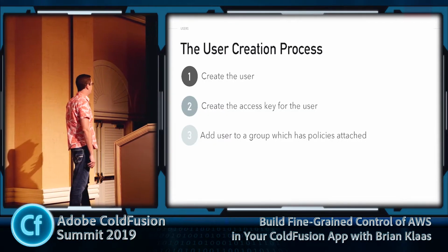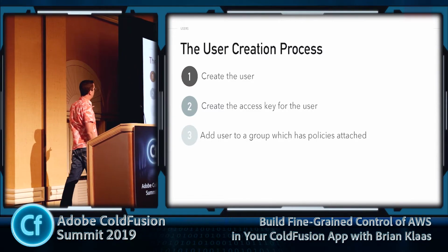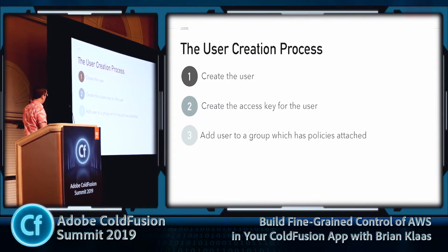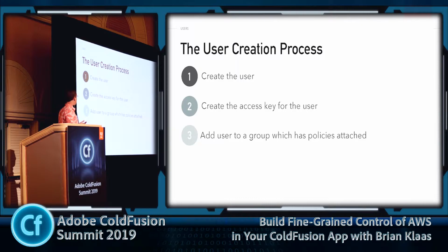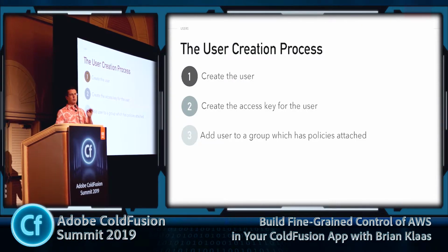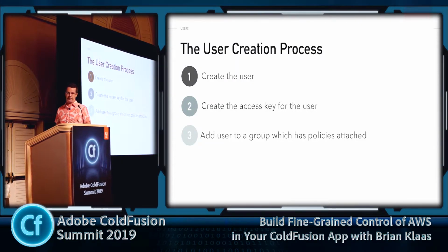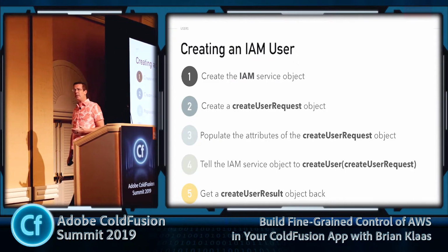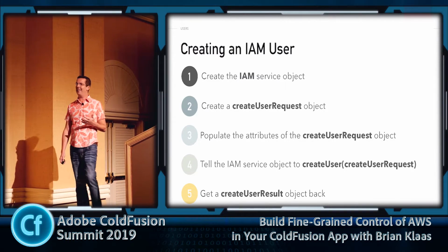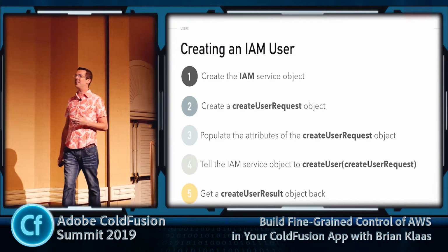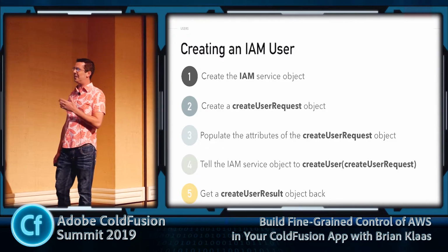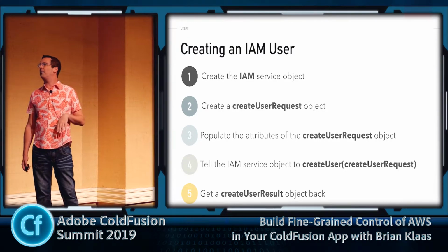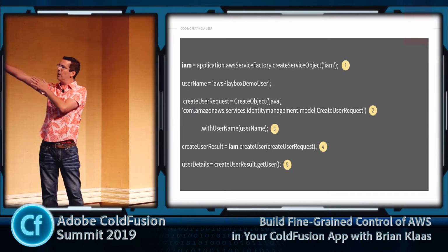So to create a user, there's actually sort of 3 steps to that process. You have to create a user, create an access key set for the user, and then add that user to a group which has a policy attached. So to create a user, here's our 5-step process. Once again, we're going to do a create user request. We're going to tell IAM to create the user using the create user request, and we're going to get a result object back. Again, here's how it looks in code, create user.